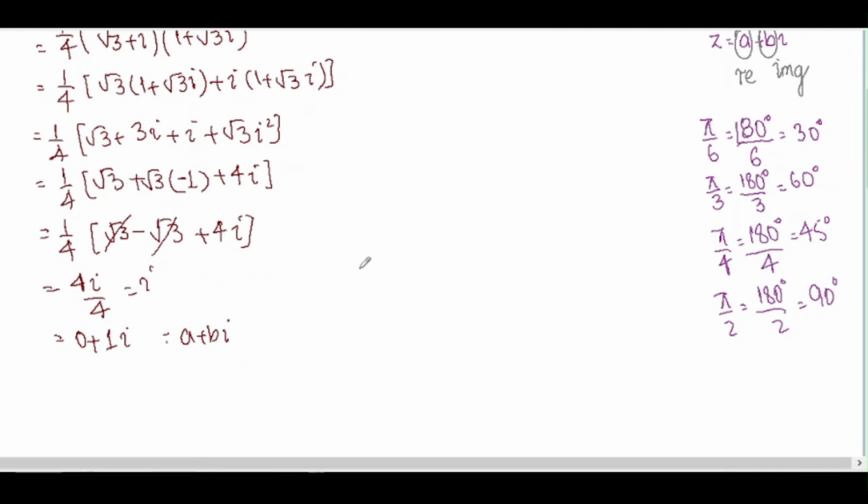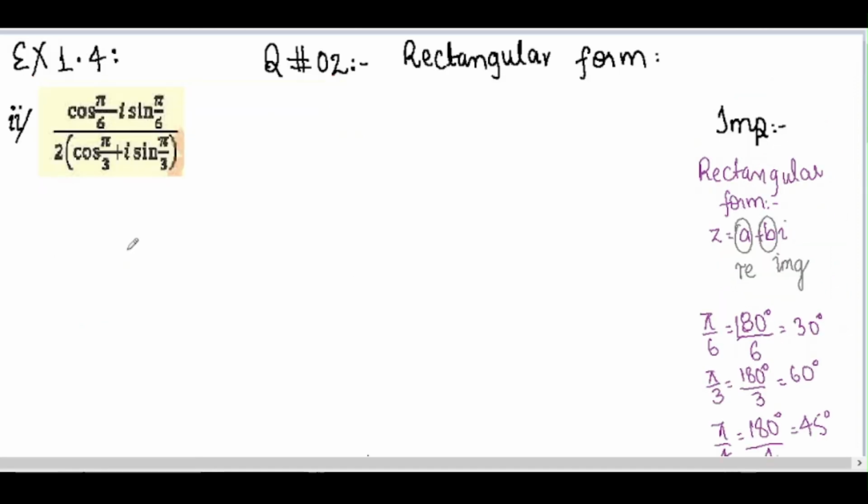Okay, now we are moving towards part number 2, which says cos pi by 6 minus iota sin pi by 6, whole divided by 2 into cos pi by 3 plus iota sin pi by 3. Now we know pi by 6 is equal to 30 degrees, and pi by 3 is equal to 60 degrees. So now we are going to use these. Cos 30 equals square root of 3 by 2, so we are going to write it over here. We are just letting it equal to z.